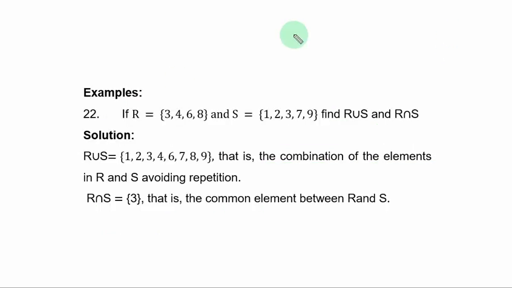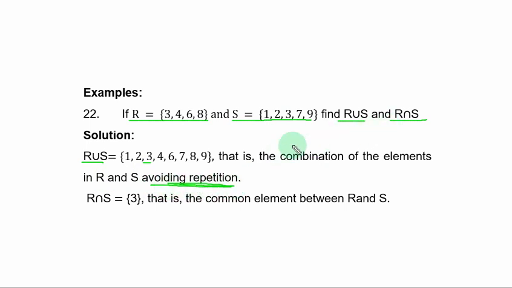Example 22. If set R is equal to this and set S is equal to this, find R union S and R intersection S. Solution. The union of both sets is the combination of all the elements, avoiding repetition. This is the meaning. You have 1, 2, you have them there. Now there is 3. You record it once, not 3, 3. Then you have 6, 7, 8, 9. That is the combination of the elements in R and S, avoiding repetition.